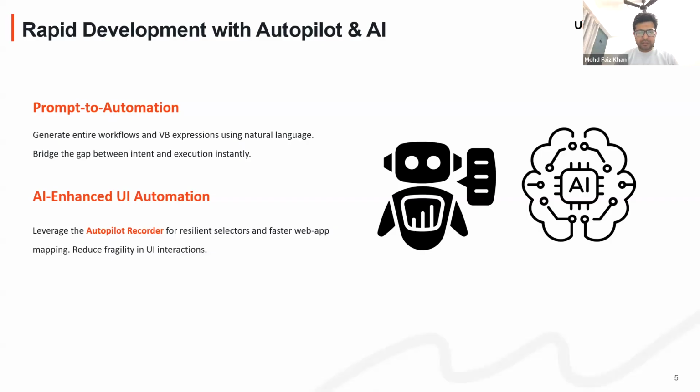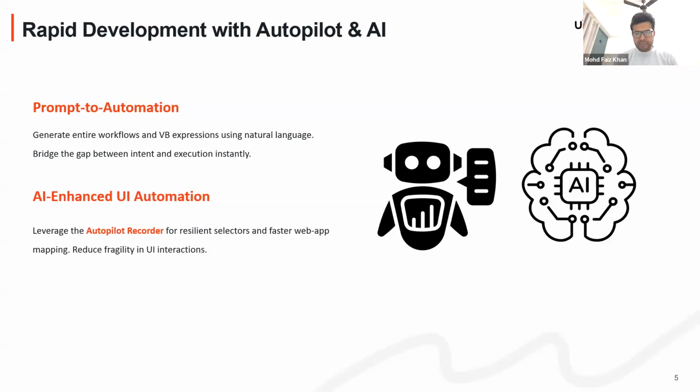You can pass your natural language in English. It will bring back all the solutions, right? And AI-enhanced UI automations, right? Autopilot recorder, when you are going to automate web applications with the help of Studio Web, it will record automatically. If you want to edit the selector, you can do it with the help of autopilot capabilities.